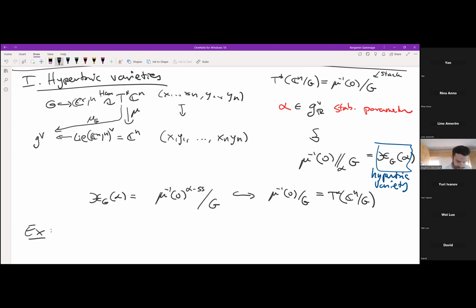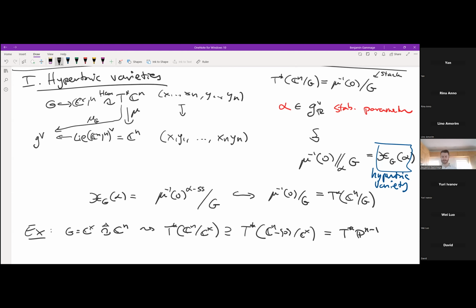So the example, which we're supposed to keep in our heads here, is that if G is a copy of C star acting on C^N by the diagonal action, I can consider this cotangent bundle of C^N mod C star. And inside of this cotangent bundle, if I pick a non-zero character for G, so there's only two GIT stability chambers, I can take either one, I'll take the positive one, and then the stable locus inside of here is the cotangent bundle of C^N minus zero mod C star, which is T star P^(N minus 1). So this shows that T star P^(N minus 1) embeds as an open subset inside of this stack. Namely, it's the complement of the cotangent fiber over zero.